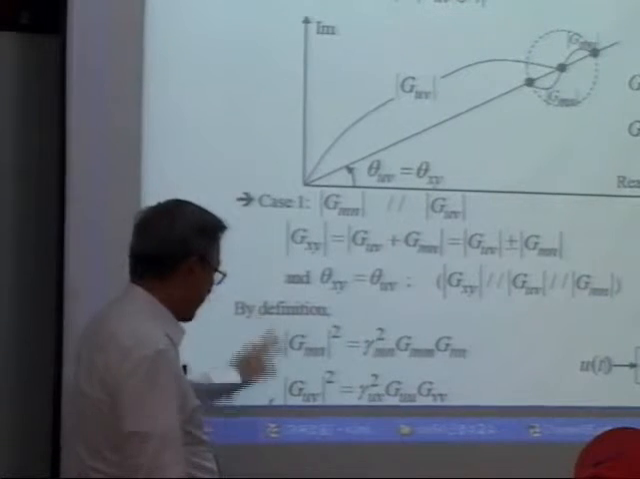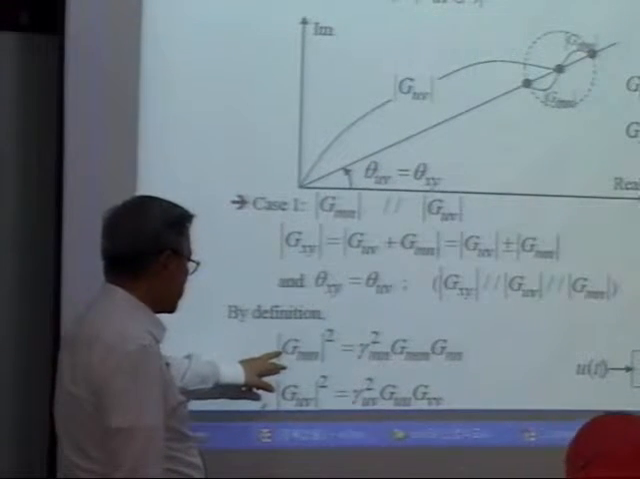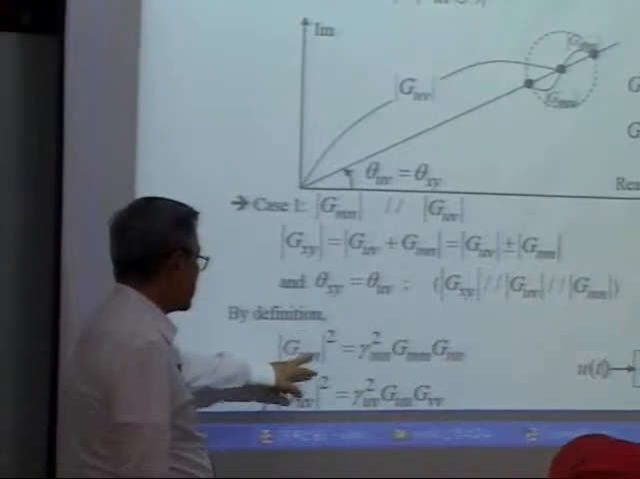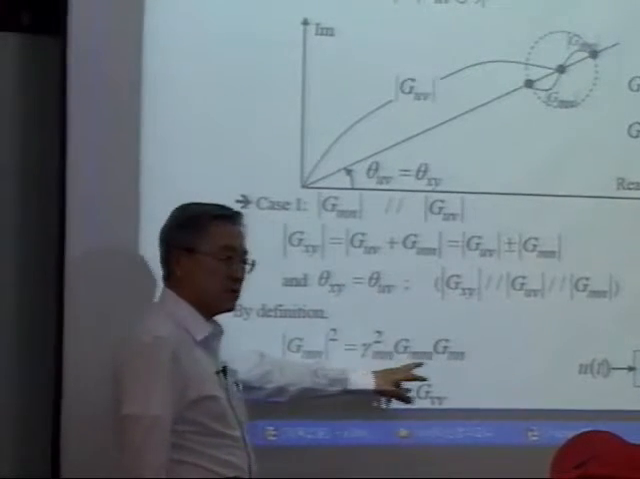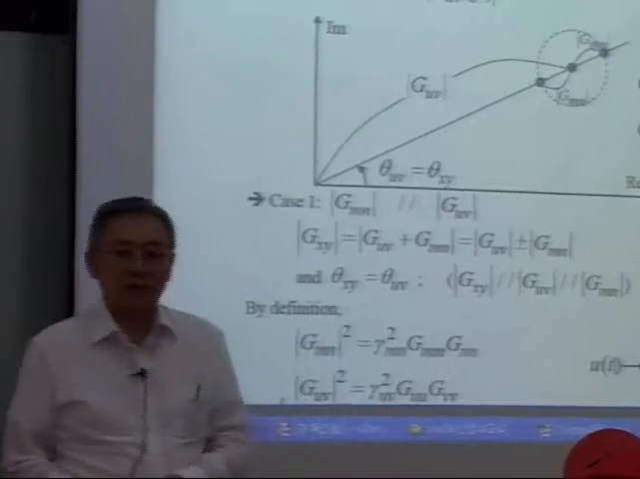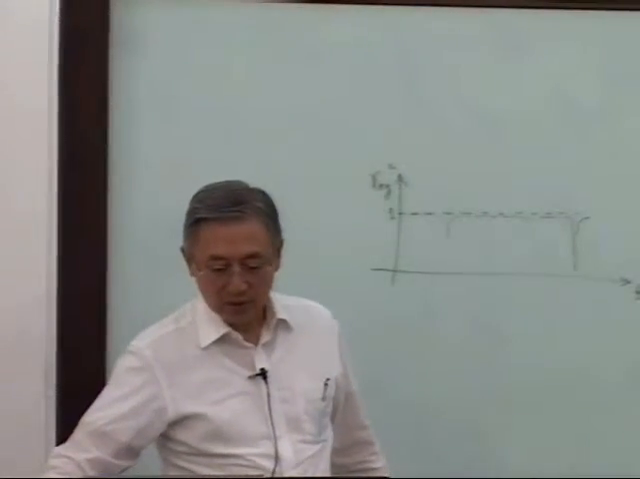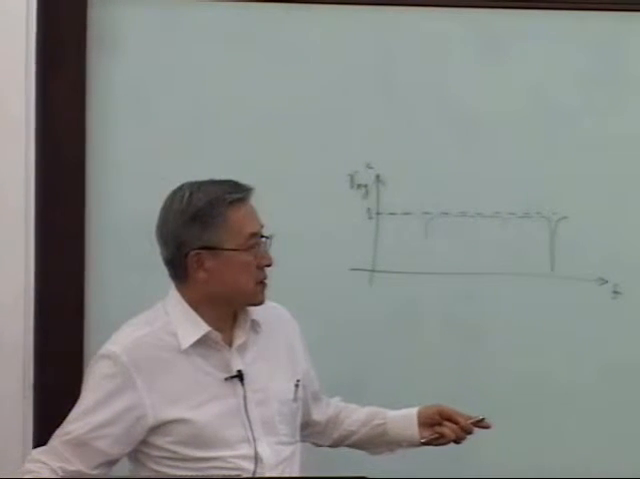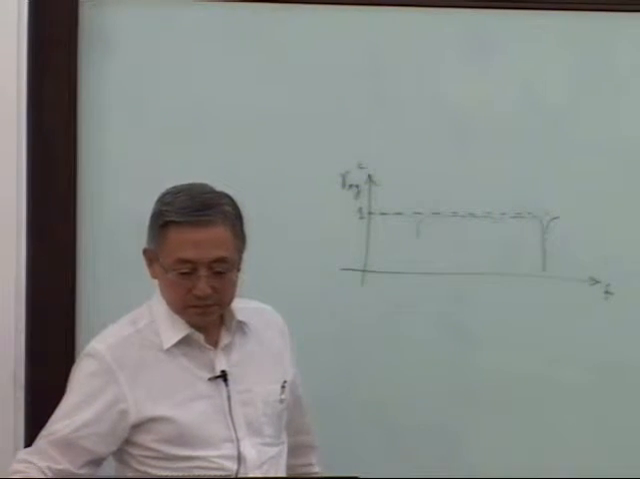So now back to the definition. Always go back to the definition. So GMN square is this, right? Because this is gamma MN square, the definition. Gamma MN square. Remember, this is a parallel case.